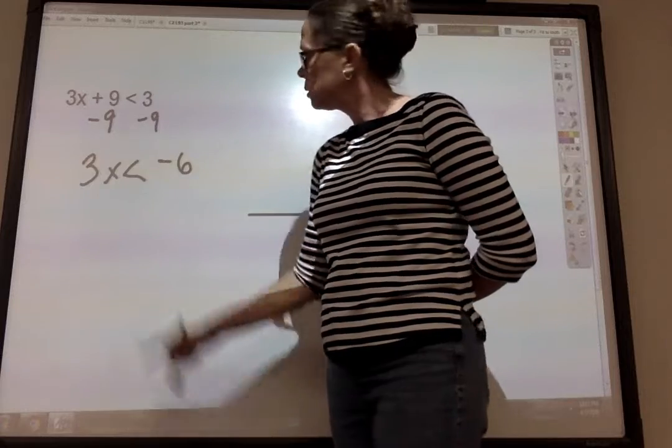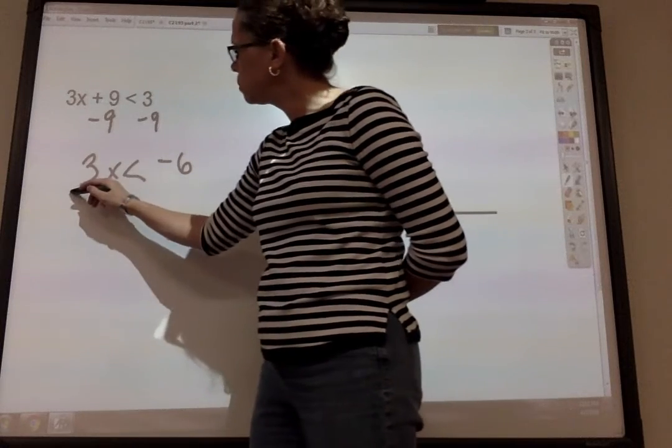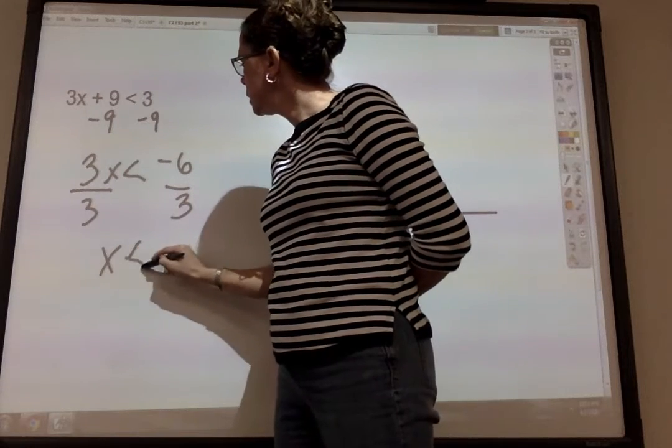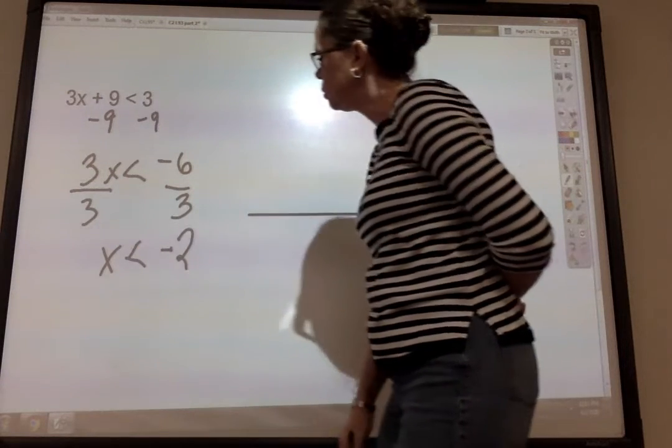Now what's happening to x? It's getting multiplied by 3. How do I undo multiply by 3? Divide by 3 on both sides. X is less than negative 2.